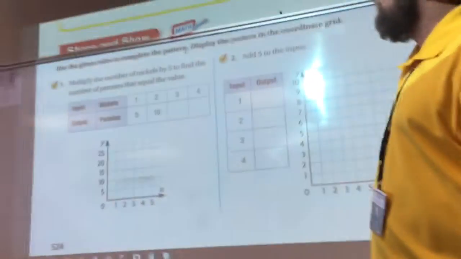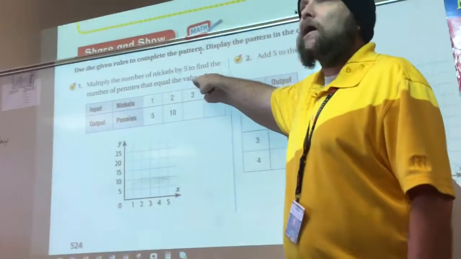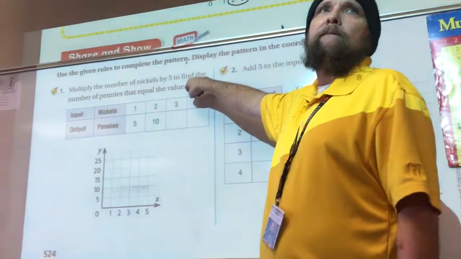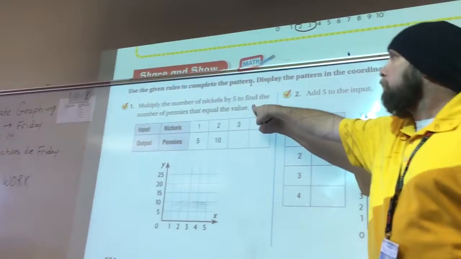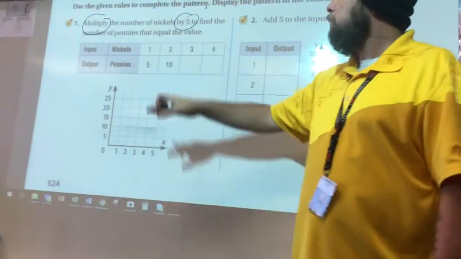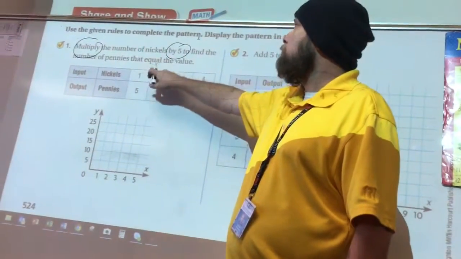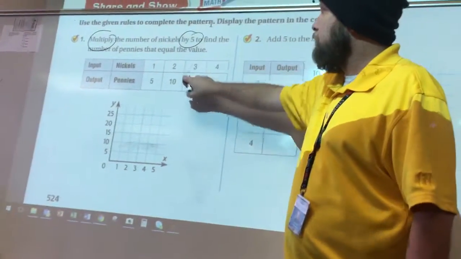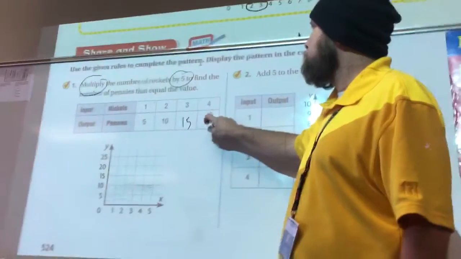All right, use the given rule to complete the pattern. Display the pattern in the coordinate grid. What kind of pattern is this one? Tell me the pattern. Multiplicative. It says multiply the number of nickels by 5, because there are 5 pennies in each nickel. Number of pennies that equal the value. 3 times 5 is 15. 4 times 5 is 20.